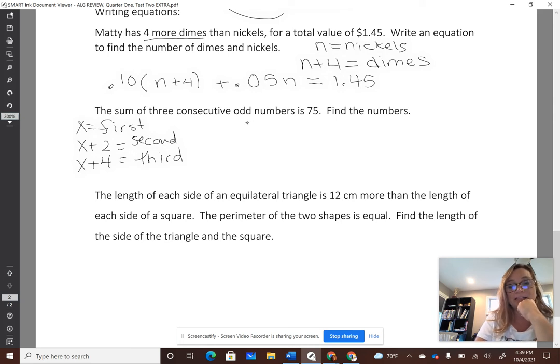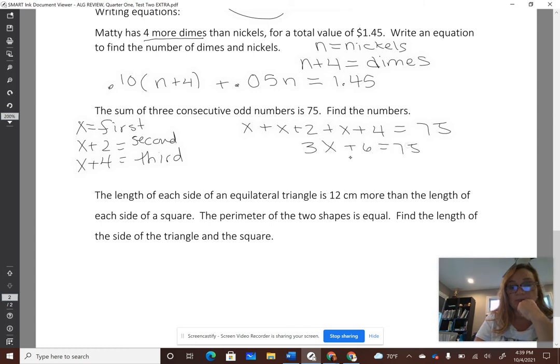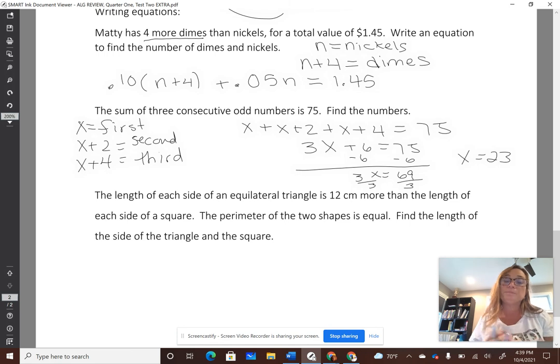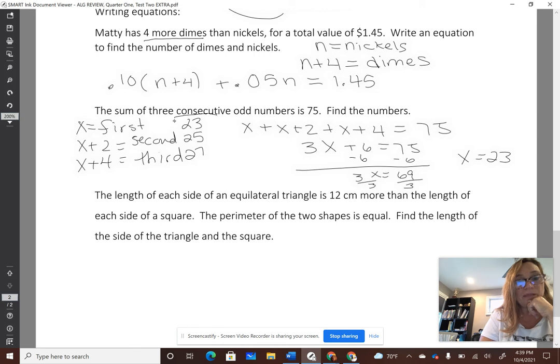All right, sum means to add. So I'm going to add these together. x and x makes 3x. 2 and 4 makes 6. Subtract 6 from both sides. Divide by 3, and x is equal to 23. It's odd, that's good. So 23 plus 2 is 25, 23 plus 4 is 27. You can do a little check on your calculator, add them up, see if it works.